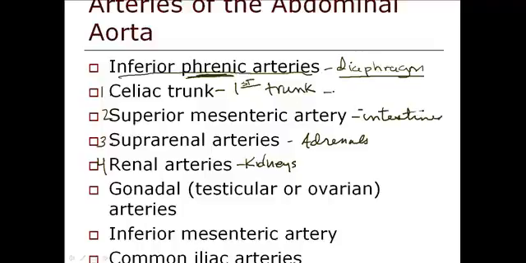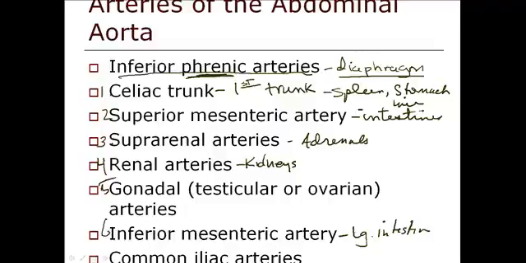The celiac trunk goes to the spleen, stomach, liver. The gonadal arteries go to the gonads. The inferior mesenteric goes to the second half of the large intestine, and the sigmoid colon and the lower intestines. And then you have the common iliac arteries, which go into the legs.